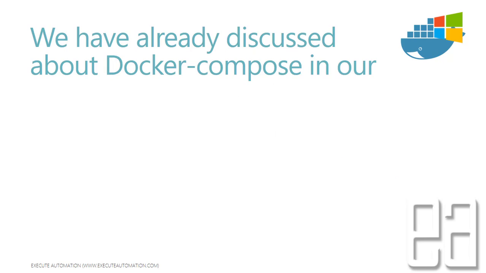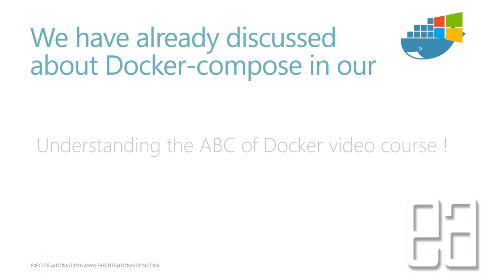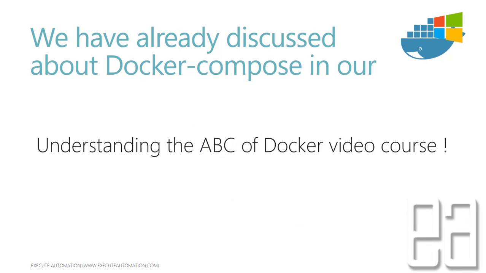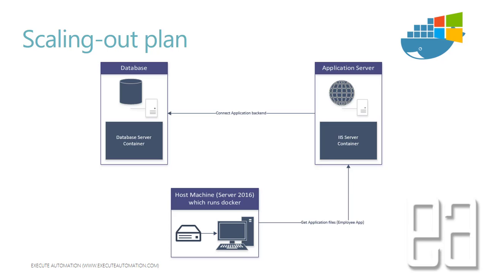We have already discussed the Docker Compose file a lot in our Understanding the ABC of Docker video series on the Execute Automation channel. So you can go back and look at that course to understand how the YAML files are written in Docker Compose. Docker Compose is the answer for scaling out, or running multiple containers at the same time, using that YAML file. All right, so let's see what the scale plan is for our videos.